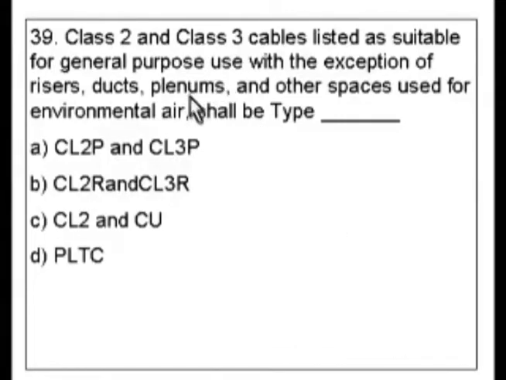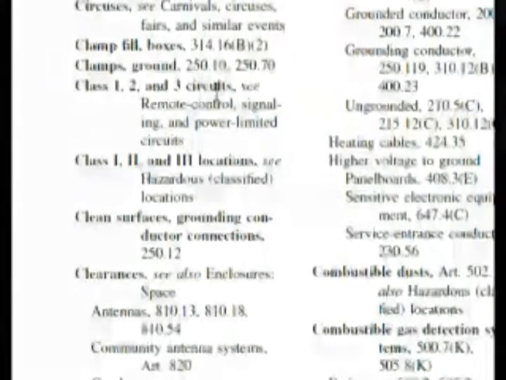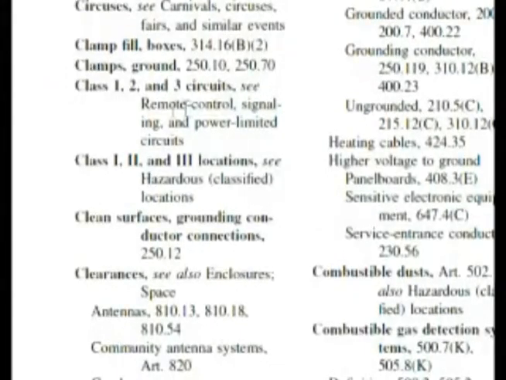Now we're going to go up and look for class in the index. Okay, here we are in the index, and it says class 1, 2, and 3 circuits, and it says see remote control signaling and power limited circuits. Okay, so there's two choices. You might say, yeah, but it's sending me here and there, and we want to find the answer in one place. Well, see, here's what I did.